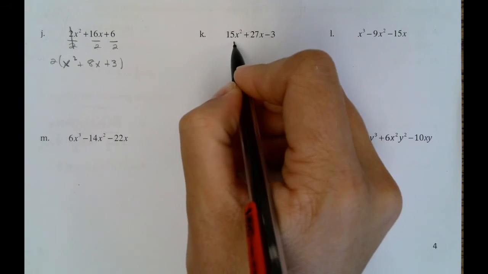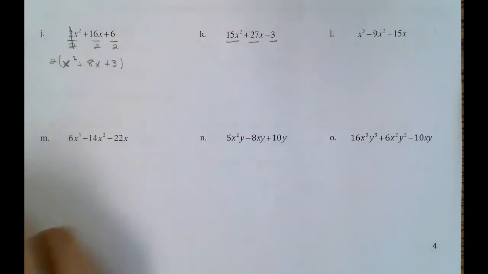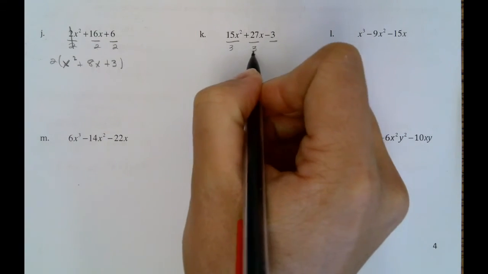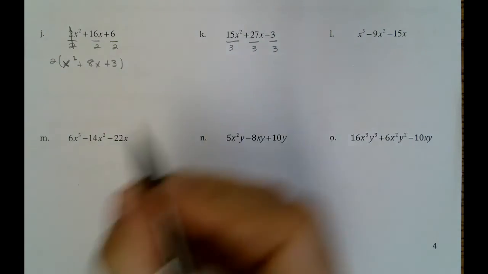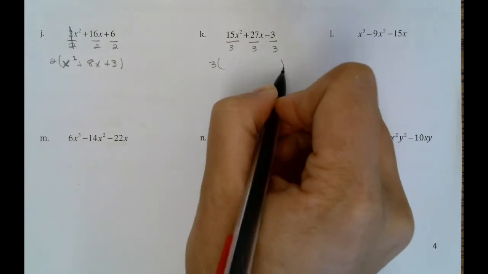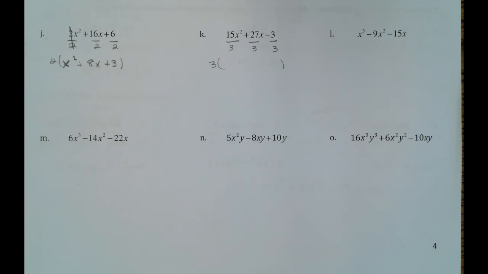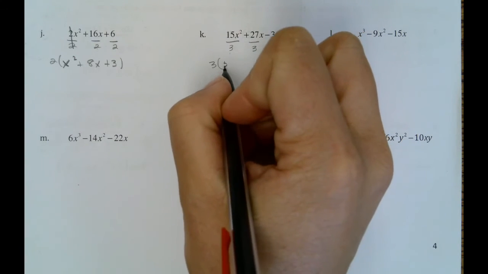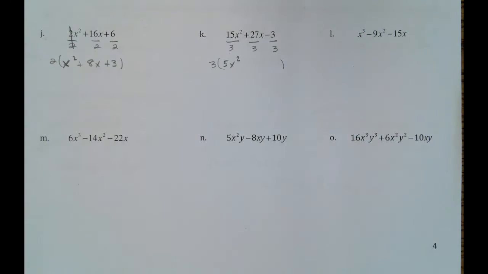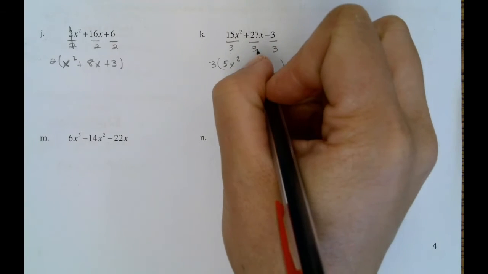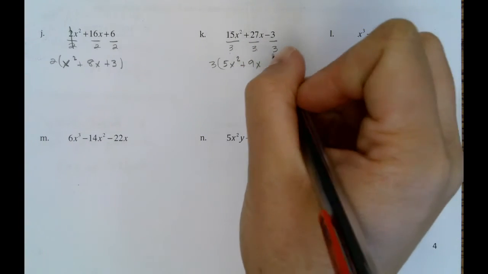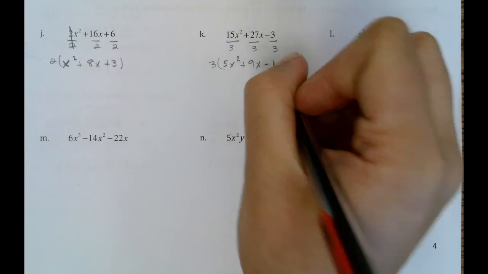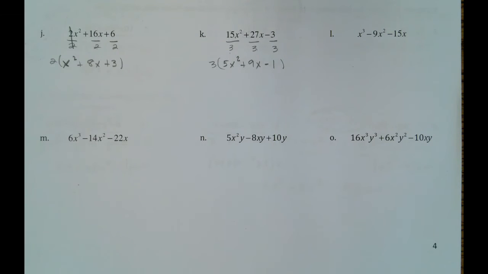Okay, letter K, 15, 27, and 3 are all divisible by 3. Again, not every term has an x, so we can't divide out x. 15x squared over 3 would get us 5x squared. 27x over 3 would get us 9x. Negative 3 over 3 is negative 1.